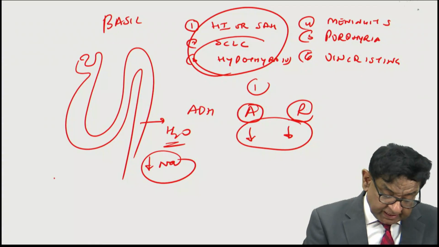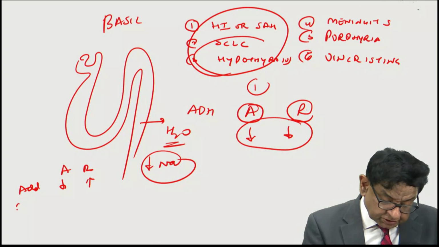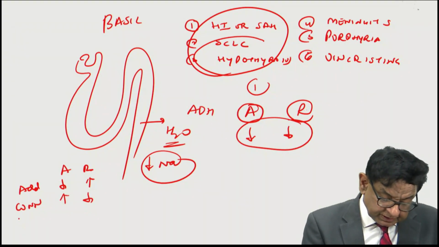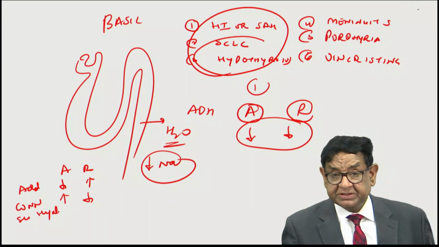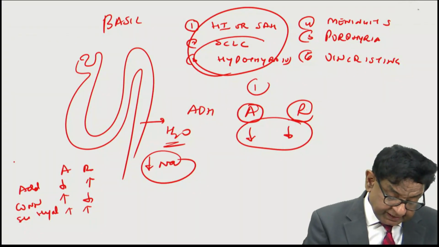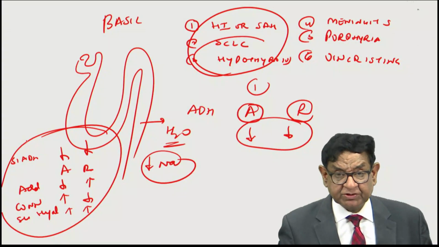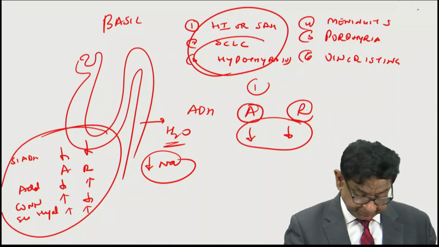Okay. Now, aldosterone and renin: Addison disease, reduced and increased. Cone syndrome, increased and reduced. Secondary hyperaldosteronism, increased and increased. And in SIADH, reduced and reduced. It's a very frequently asked question, a rank number 1 question.